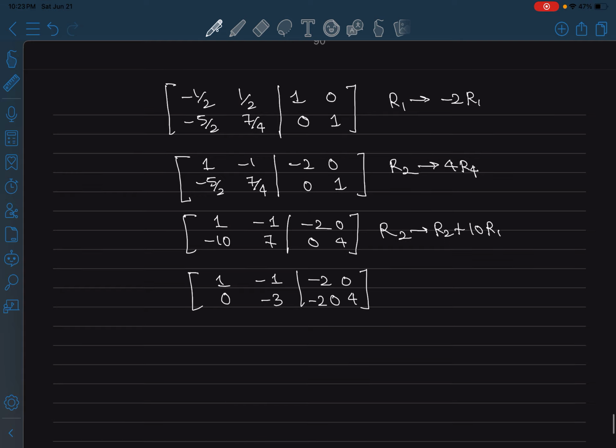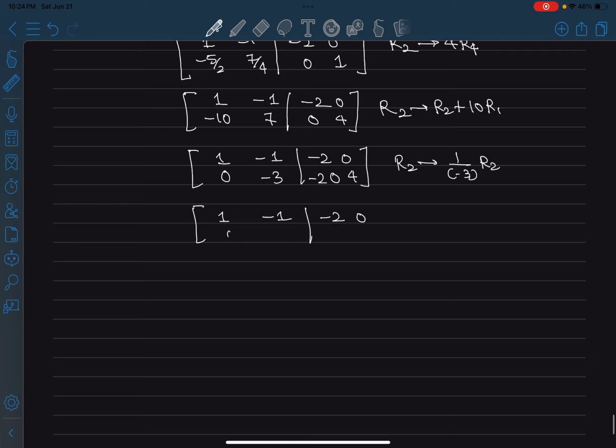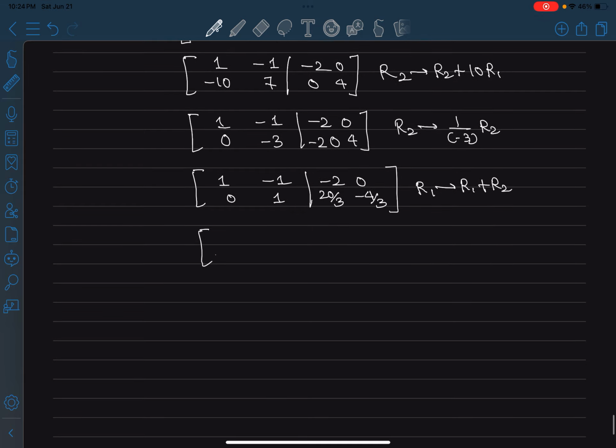After that, I just divide row 2 by negative 3. That gives me 1, minus 1, negative 2, 0, and 0, 1, 20 over 3, negative 4 over 3, right? Now again, I have to eliminate that minus 1. So I will do row 1 to be row 1 plus row 2. That gives me 1, 0, and that will be 14 over 3, that will be negative 4 over 3. And then 0, 1, 20 over 3, negative 4 over 3.